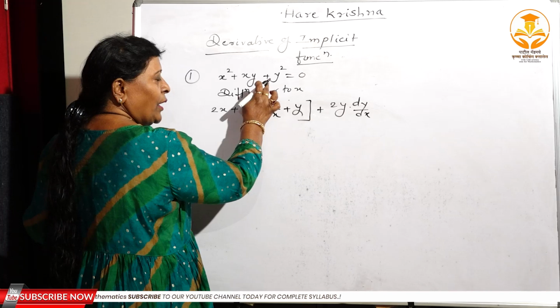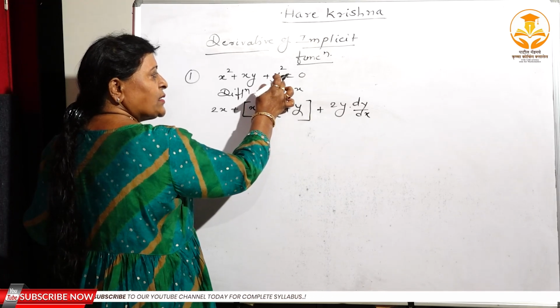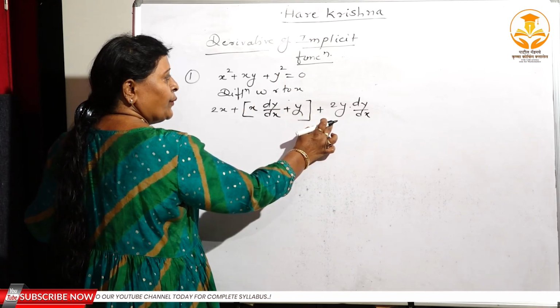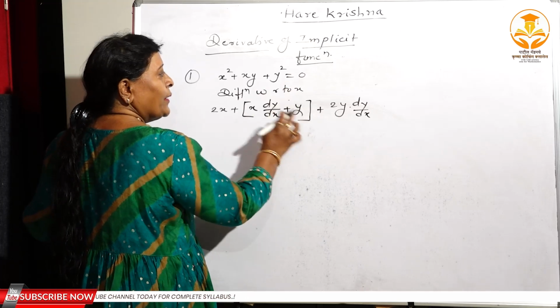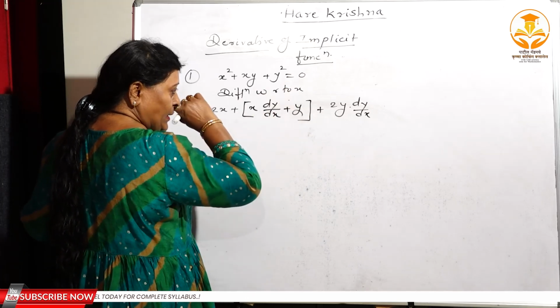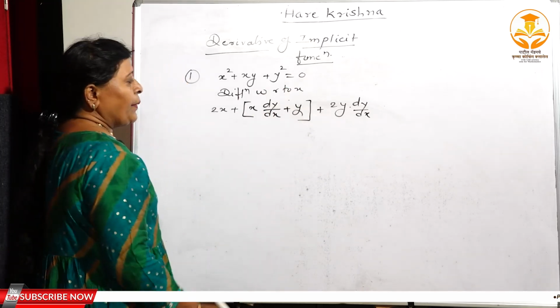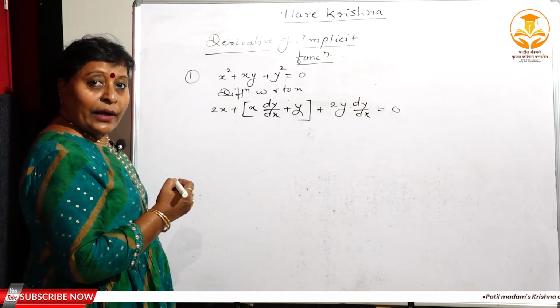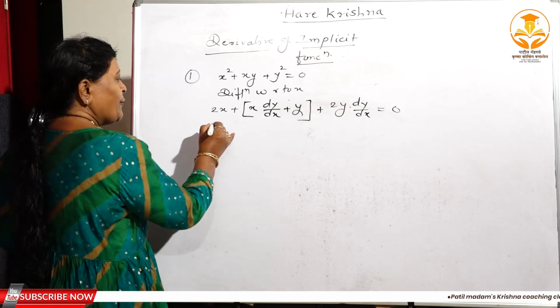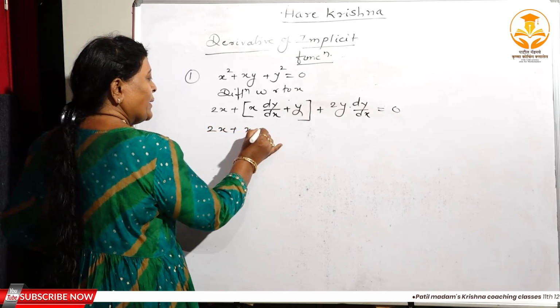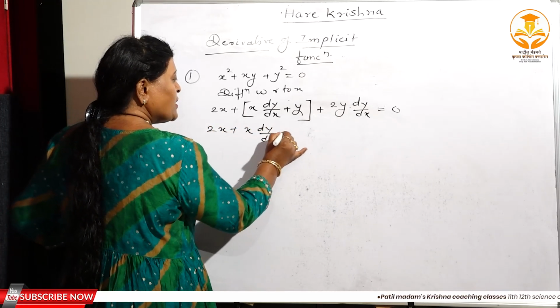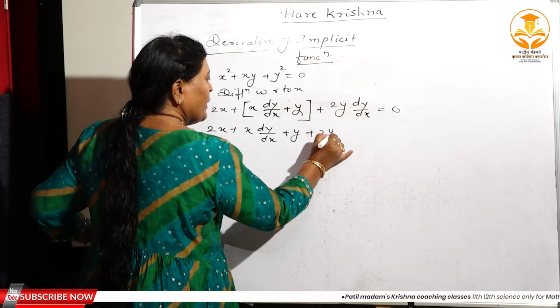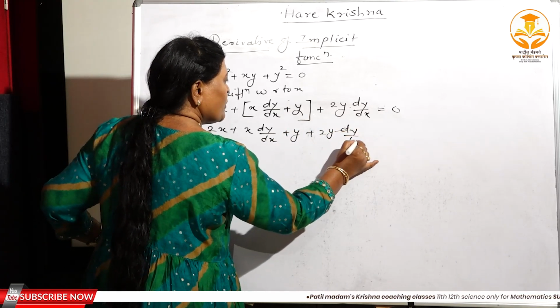Therefore, as usual, the derivative of y square is 2y times dy by dx, and it is equal to 0. Right? Now see what you have to do. You have to collect the terms of dy by dx. Therefore here you have to open the bracket: x dy by dx plus y plus 2y dy by dx is equal to 0.